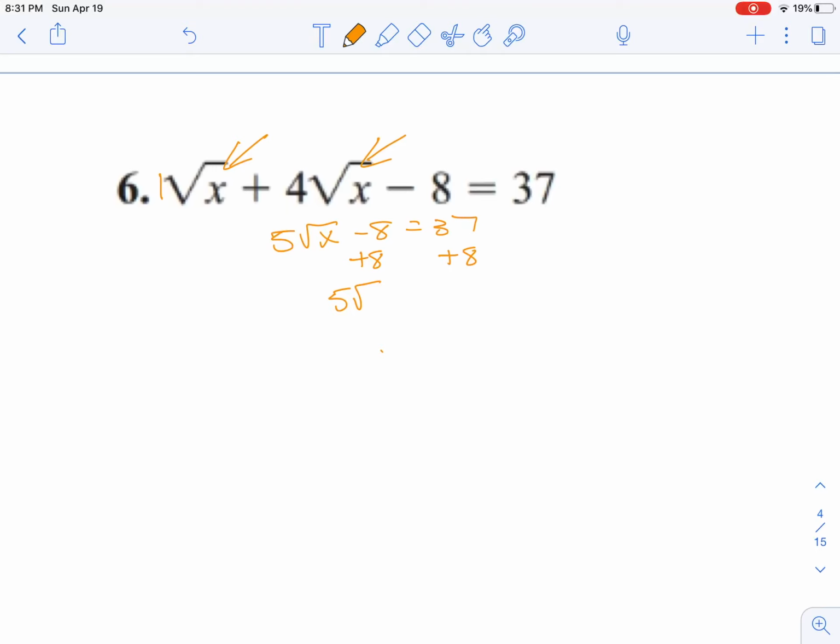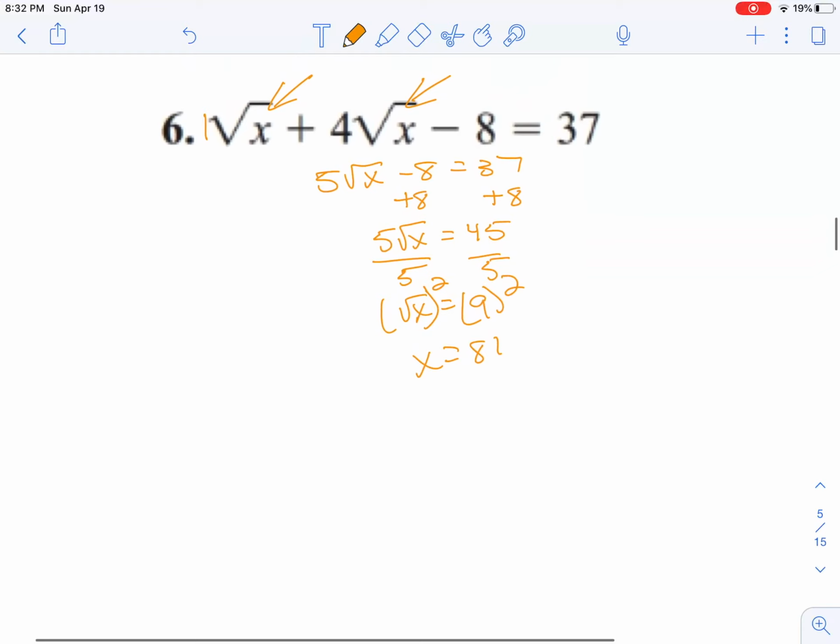5 times the square root of x equals 45. Divide by 5, both sides, square root of x equals 9. That's better. So what do we do to get rid of the square root? We square both sides. So therefore x equals 81. But these are the ones that we have to check.